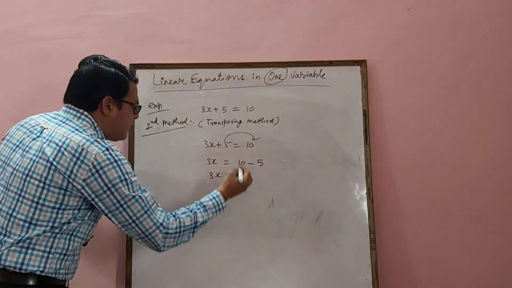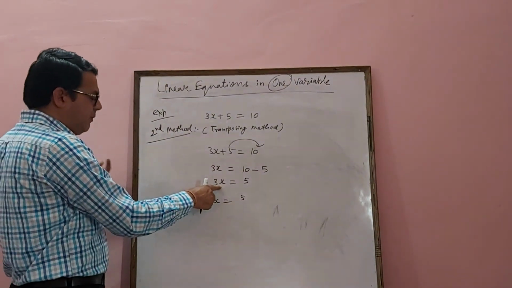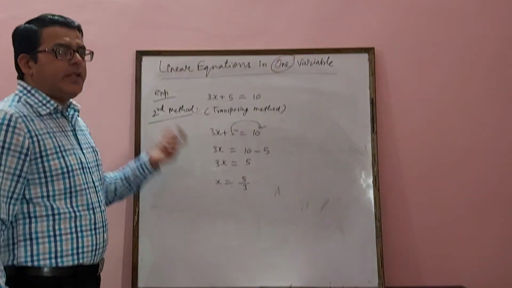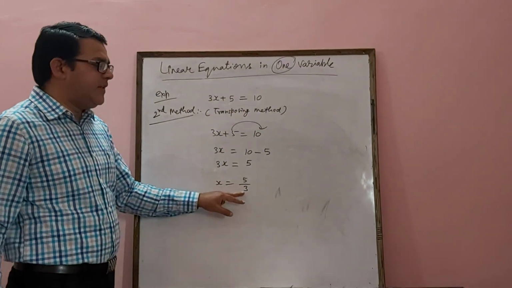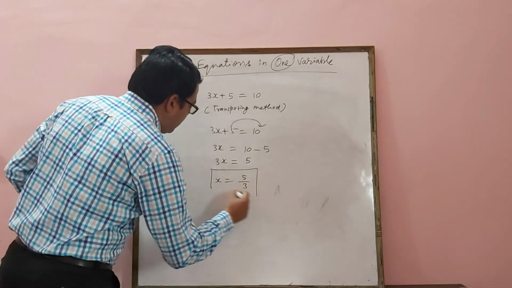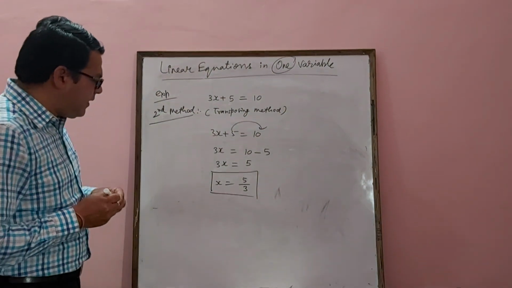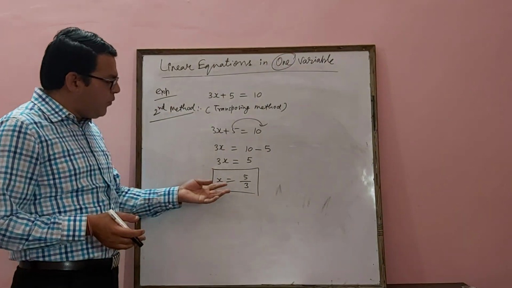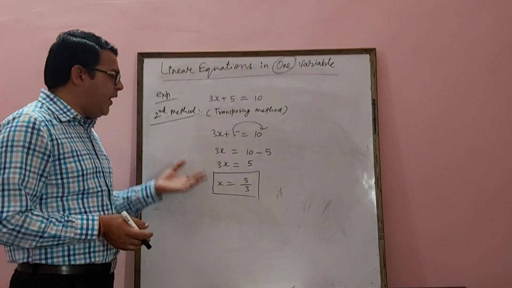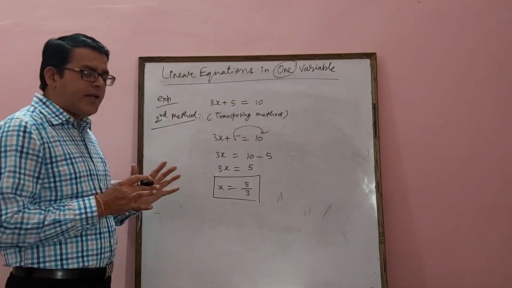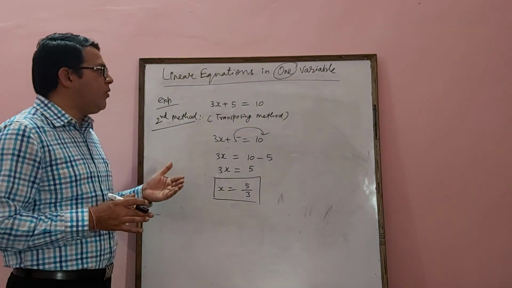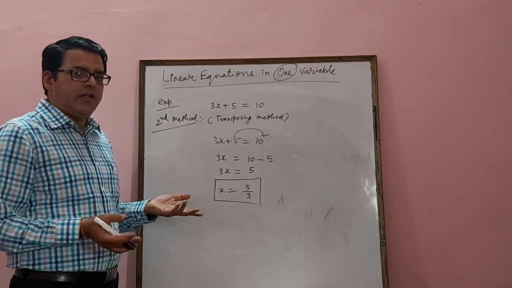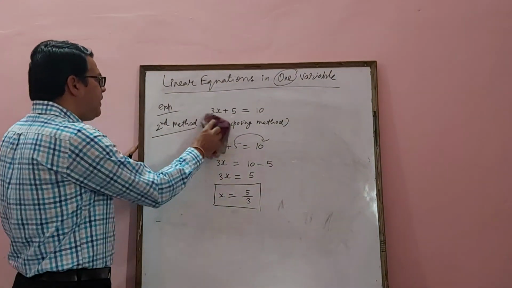If we shift this 3, since 3 is with the multiplication, we can write it in division on the other side. That's why we have 5 by 3. So this is the solution of this equation. In the first method also we had 5 by 3, and in the second method, solving the same question, again we have 5 upon 3. So it means it doesn't matter which method you use to solve any linear equation, the result will come out the same if you are doing it correctly. Okay, hope you understand both the methods.